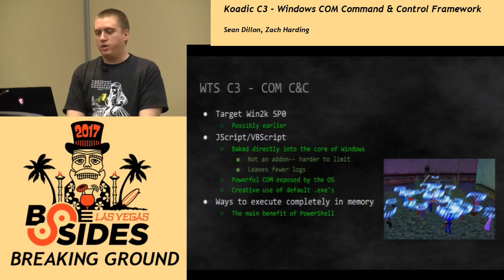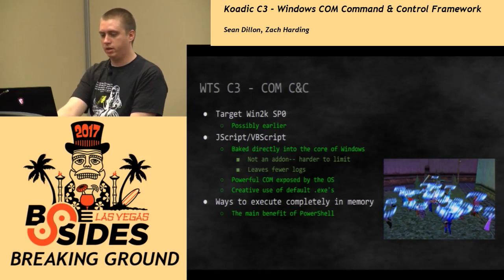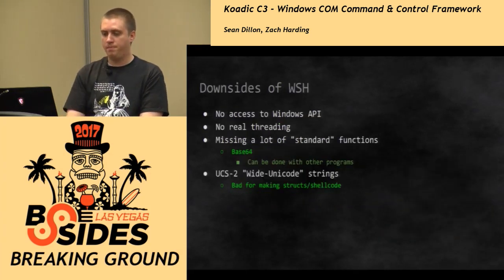So you get access to all of the COM objects that expose a prog ID. And we'll talk a little bit about that in a second. But there are ways to execute completely in memory, so you don't have to drop a file to disk to get a script to run. And that's one of the main benefits of Empire.